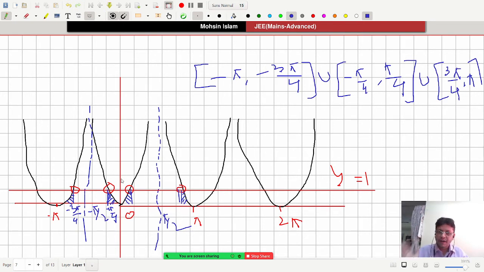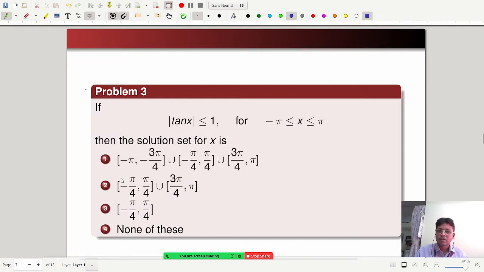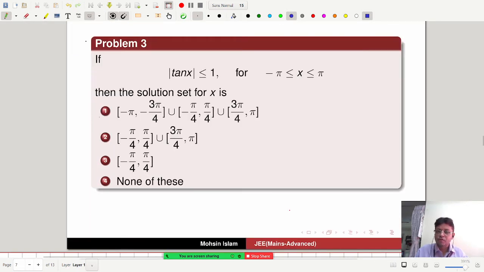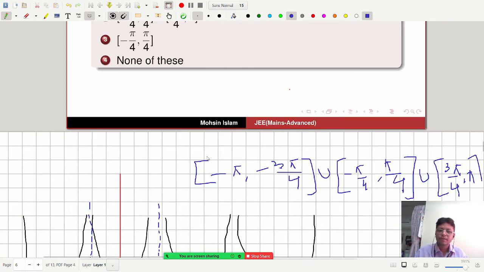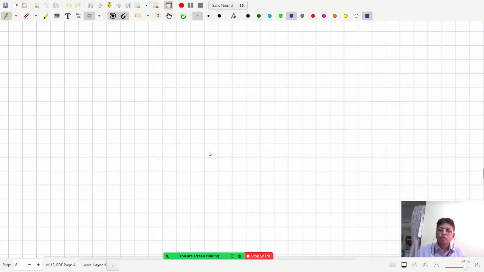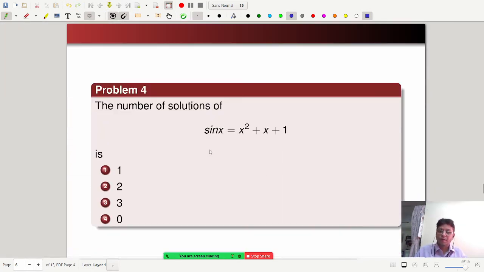So you have a very important problem, mod tan x less than or equal to 1. Similarly, you can draw the graph and explain what the inequations are. So your solution is A1. The first one is the solution set. Okay. Let's move to the next problem.